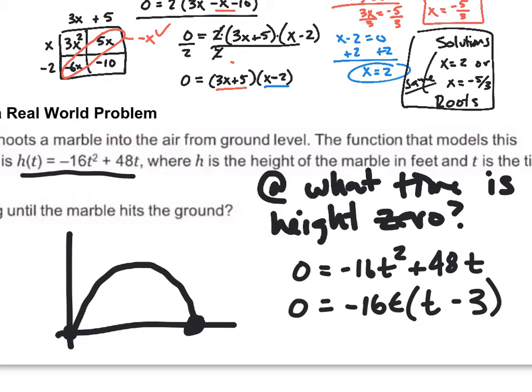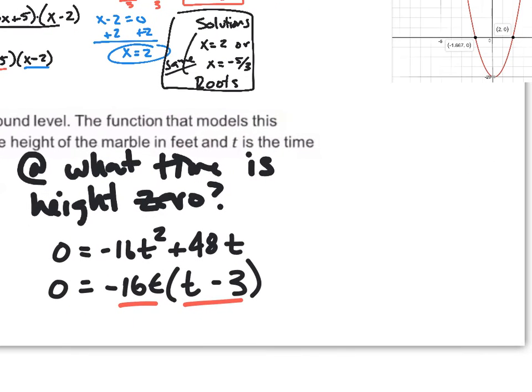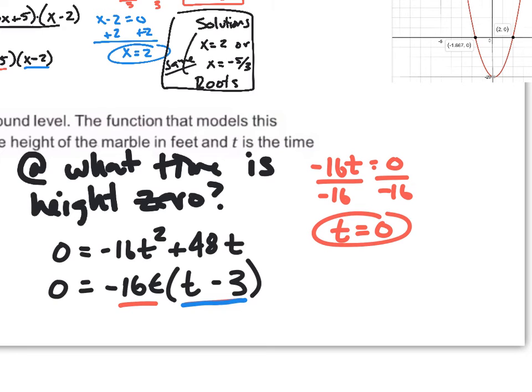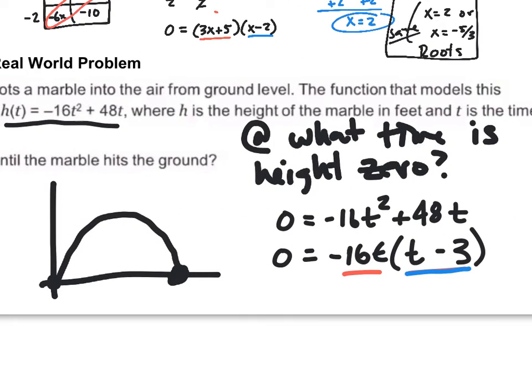Now this is factored. I have one factor here, -16t, and I have another factor of t minus 3. So I can set each of those equal to 0. Let me do this one in blue. I've got -16t is equal to 0. Divide by -16, divide by -16. That means that one of my times when the height is 0 is at time 0. And let's think about it. At time 0, that's this point here.